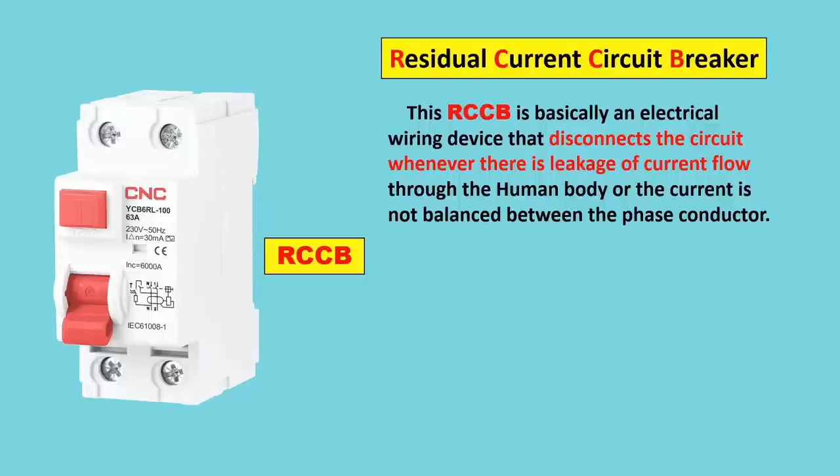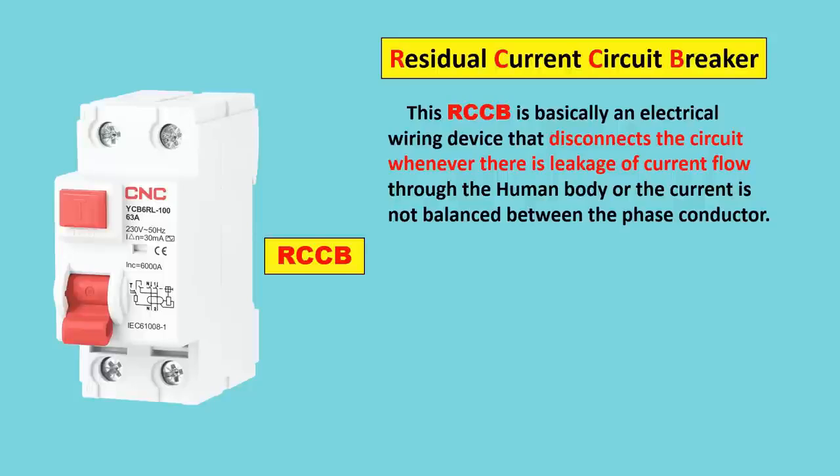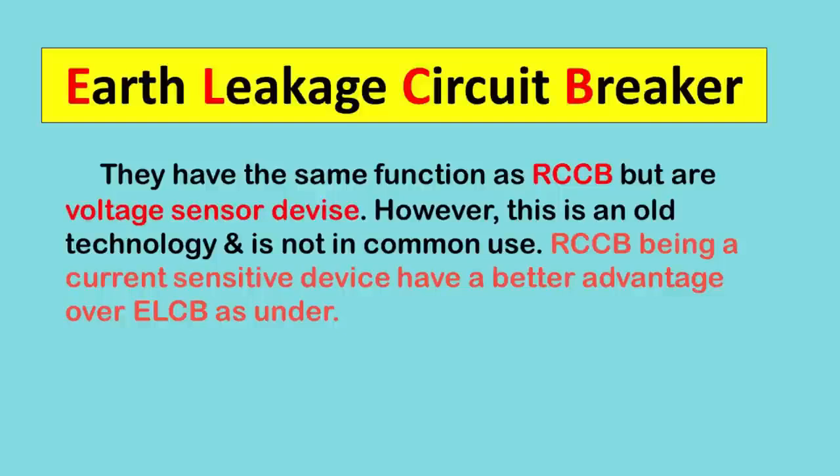Okay, let's move on to our next device, that is ELCB. Full form of ELCB is earth leakage circuit breaker. Working of this circuit breaker is same as RCCB, that is to protect you from electrical shocks. Now you will think that RCCB is providing protection from electrical shocks and ELCB is also providing protection from electrical shocks. Then what is the difference? Friends, I am going to tell you two differences between RCCB and ELCB. Then your doubt will be cleared.